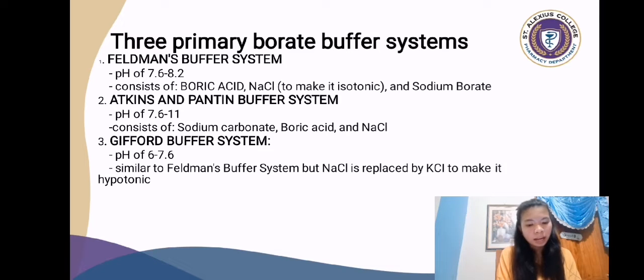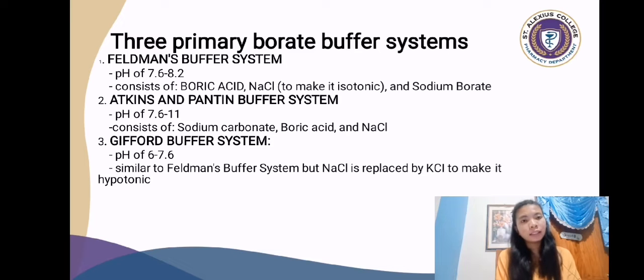The other one is the Atkins and Pantin buffer system. So the Atkins and Pantin buffer system has the pH of 7.6 to 11. Again, its pH is 7.6 to 11. It consists naman of sodium carbonate, boric acid, and NaCl. And the last one is the Gifford buffer system.